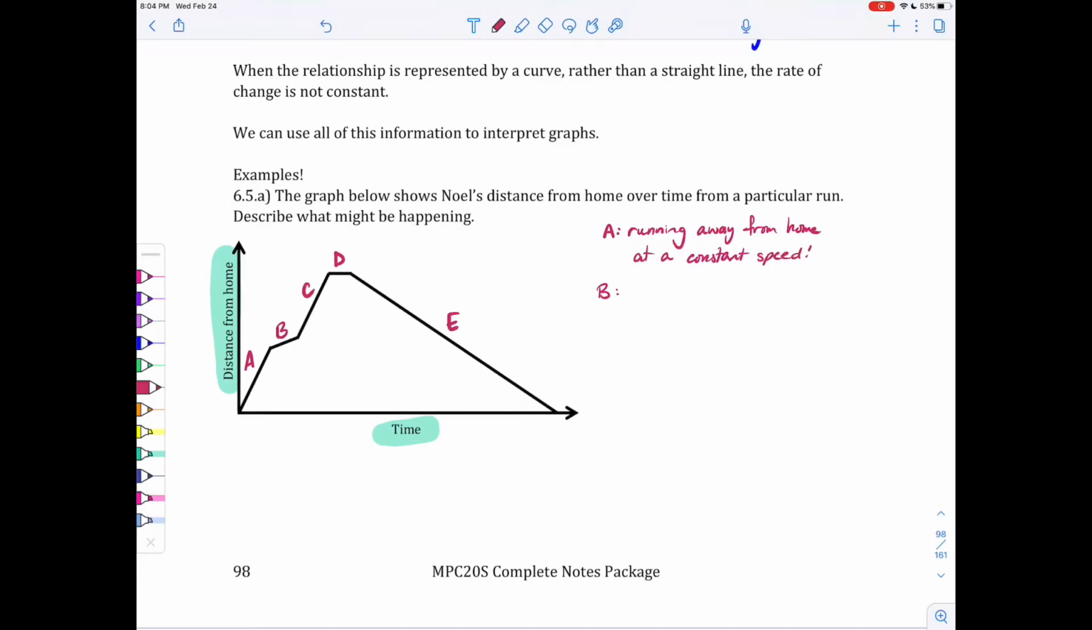Dang, Noel took a hit in his pace. Look at point B there. He was running, and then that's pretty shallow in terms of the slope. So I would say maybe it's a walk. He's still walking away from home, right? Because his distance from home is increasing. But he's probably walking away from the house at a constant speed at this point.